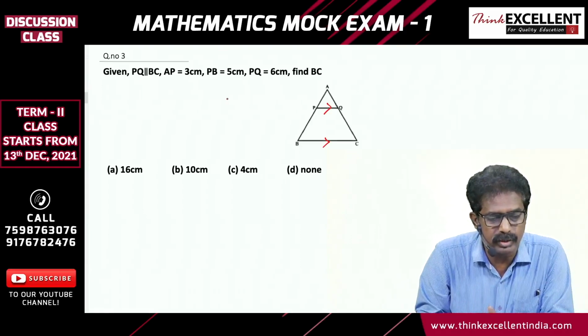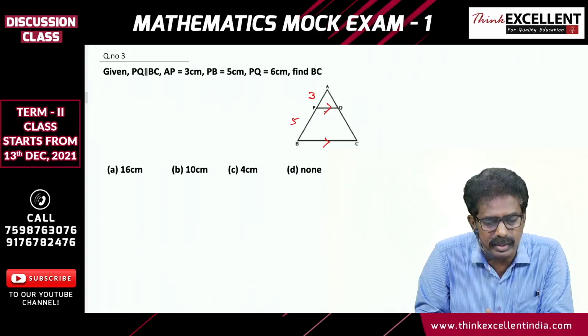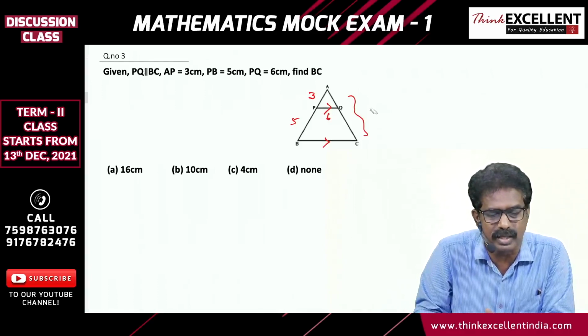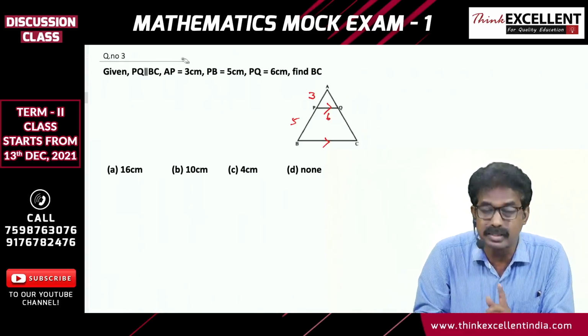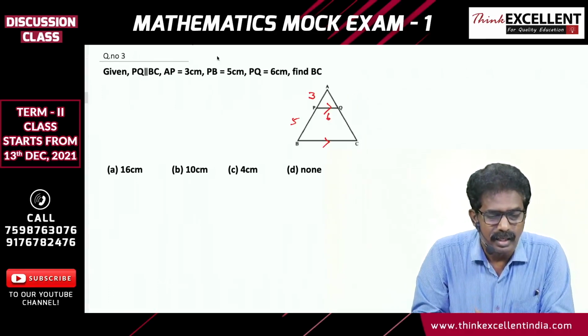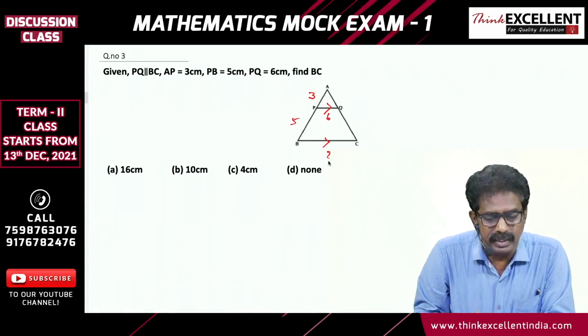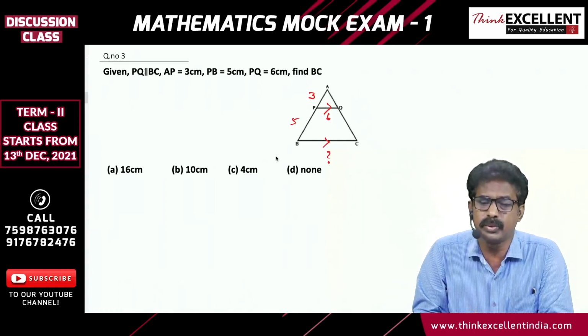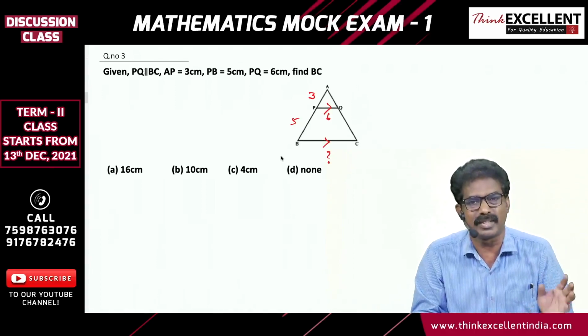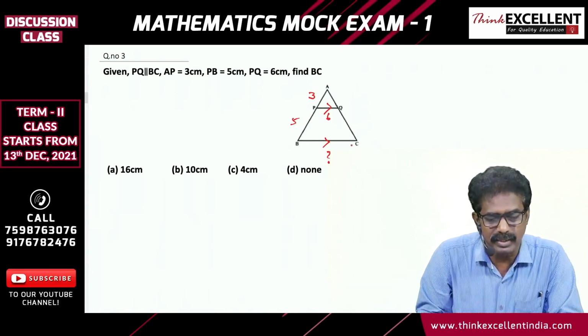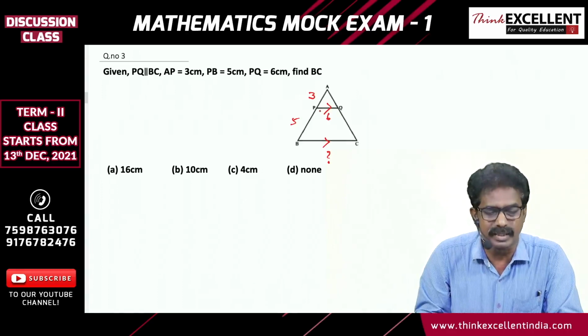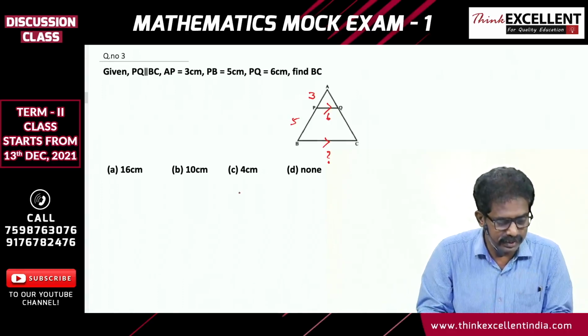PQ parallel to BC. AP 3 centimeter. PB 5 centimeter. PQ, yes, that is the base, right? PQ is 6. They didn't ask anything here, right? So we are not going to use basic proportionality theorem. Similar triangle we have to use, right? They asked to find BC. So you can see 2 similar triangles. No need to prove all these things, right? It's an MCQ. So 2 triangles are similar. You know the corresponding sides are proportional, right? So take the sides correctly.